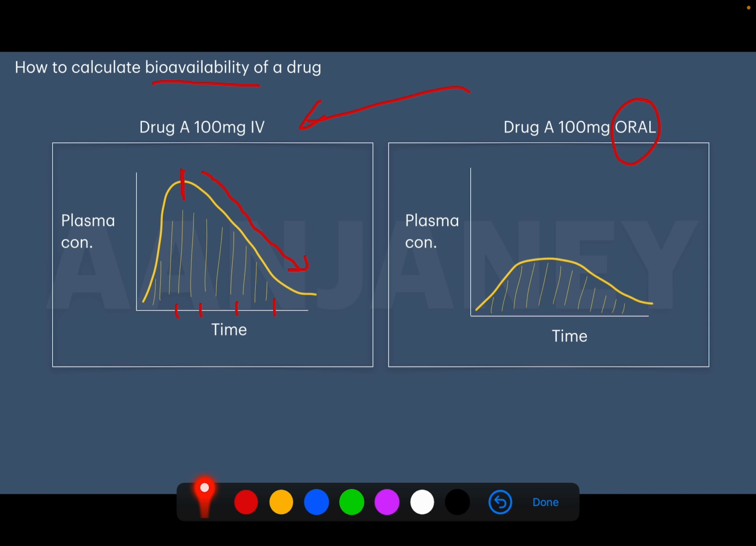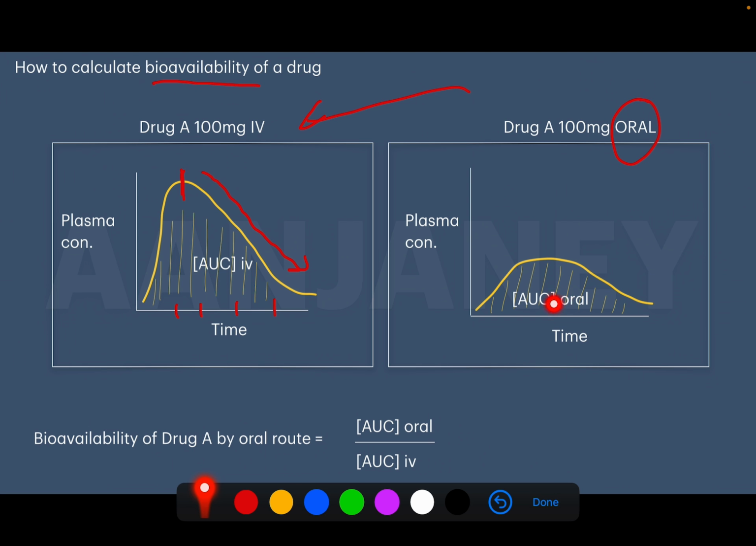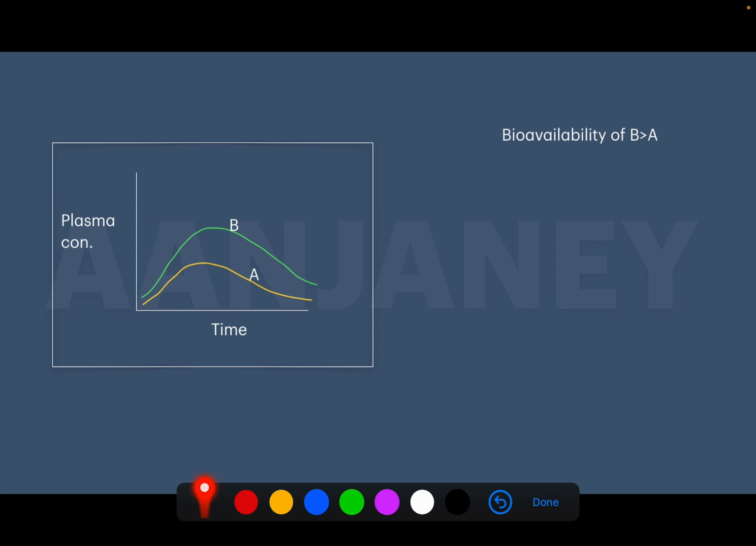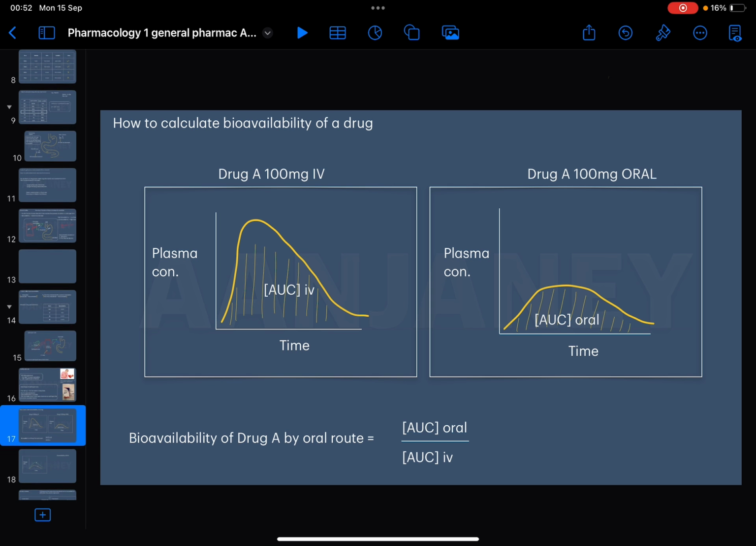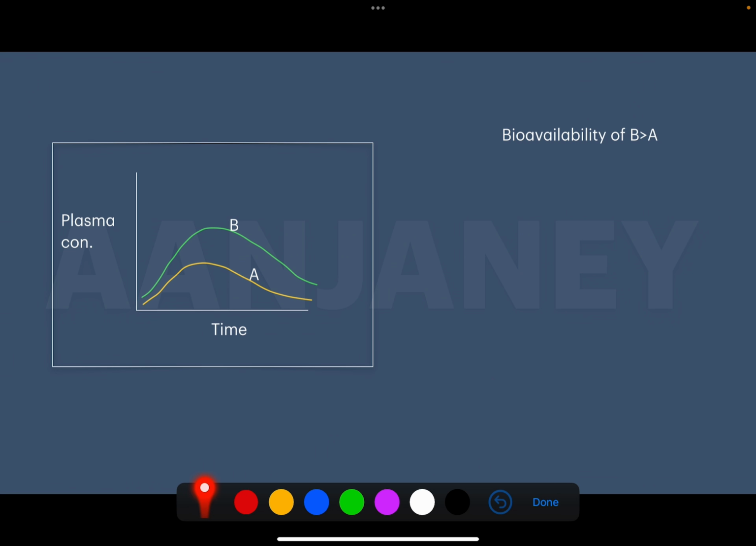Now obviously, via oral route, the plasma concentration achieved will be less because the liver is going to break down this drug. So this is the graph of IV, and this is the graph of oral for the same drug. Now I just have to divide the area under the curve of oral by IV, and I'll get the bioavailability desired for this drug. So bioavailability of drug A by oral route is the area of oral divided by IV. Done. Now, here I can see that B has more plasma concentration, so bioavailability of B is more than A.